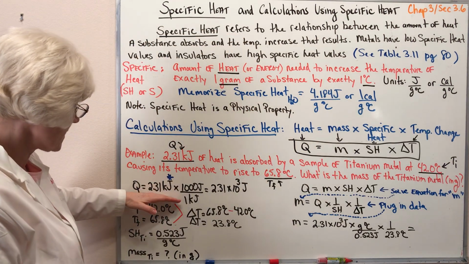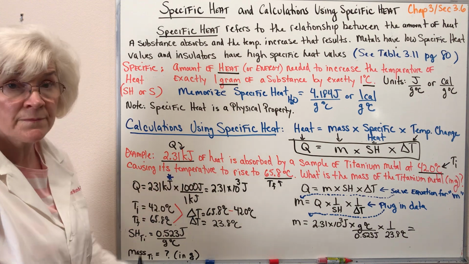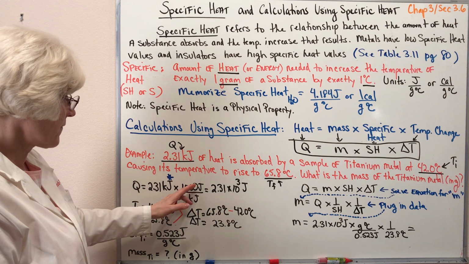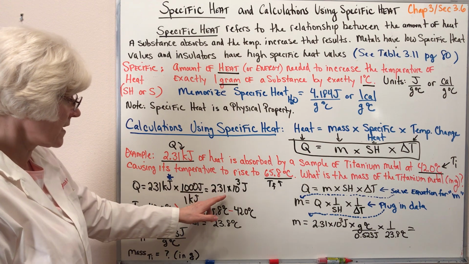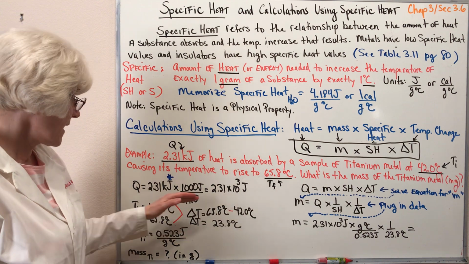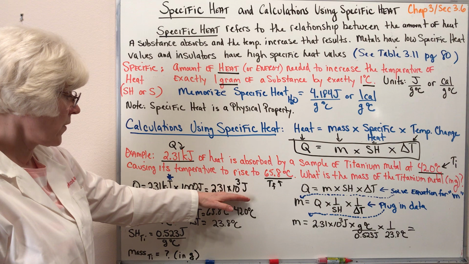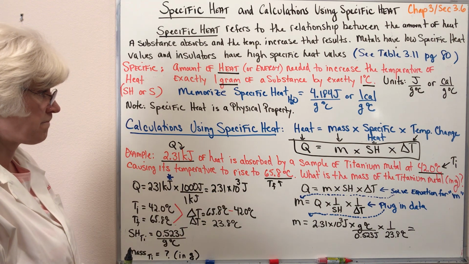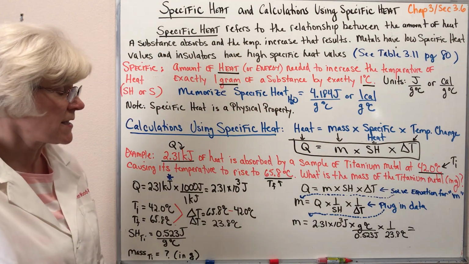So as soon as I see that Q is in kilojoules, I'm going to quickly do the conversion that we learned in Unit 1, converting from kilojoules to joules. 1,000 joules is equal to 1 kilojoule, and get the value in joules, which now is 2.31 times 10 to the third joules.